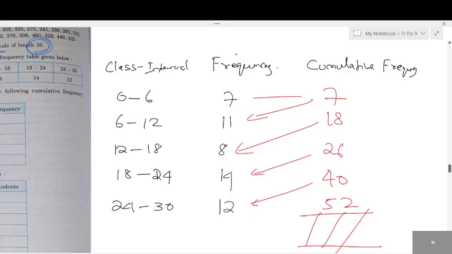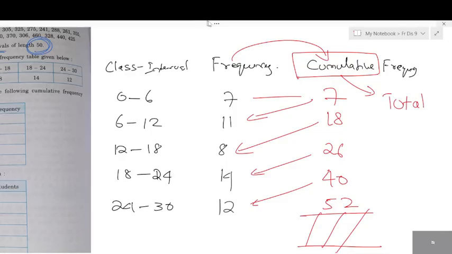So what conversion is this, from frequency to cumulative frequency? What do you mean by cumulative, students? What is cumulative? What did I tell you all? Yes, together or total value.